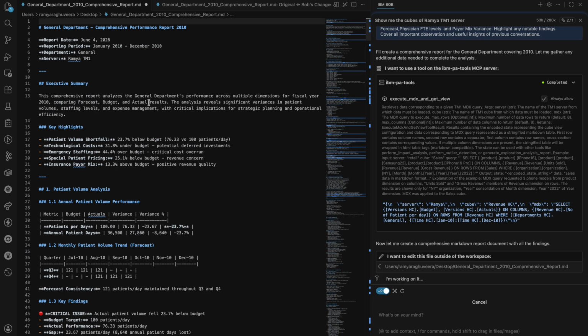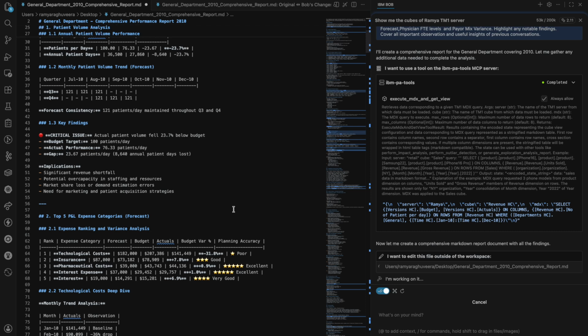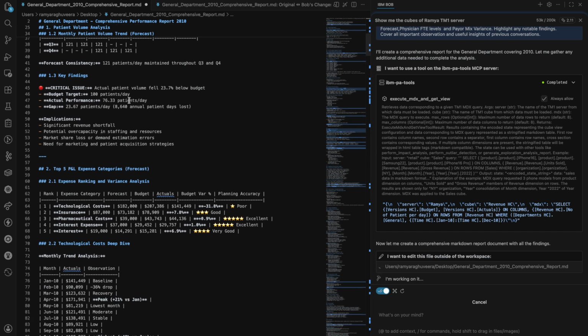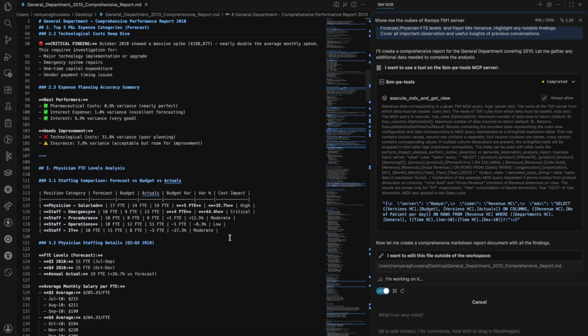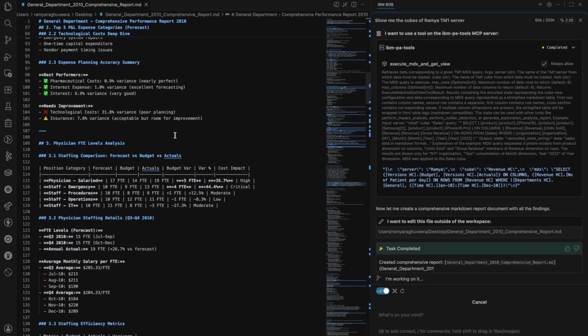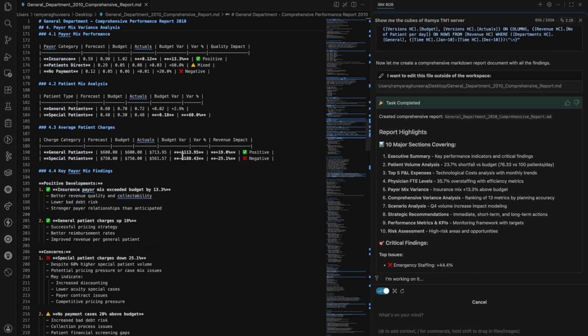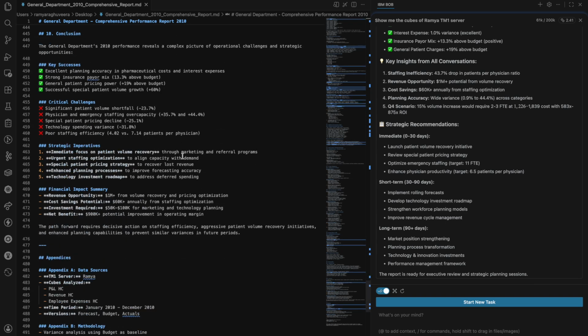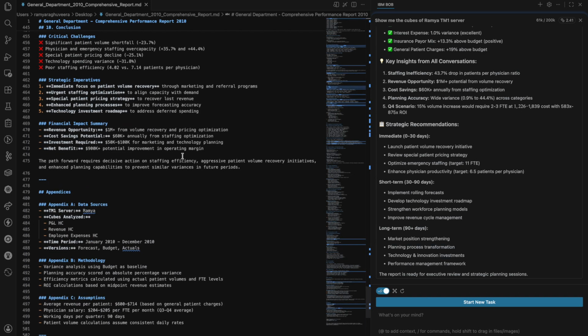Here we can see an executive summary with the key highlights, like the patient volume shortfall or the technological costs which are around 32% under budget, and the patient volume analysis, the patient month volume trend, and also the key findings which have critical issues and their implications, the top 5 P&L expense categories, the technological cost deep dive, critical findings, the expense planning accuracy summary, what needs improvement and what needs to be taken care of, the physician FTE level analysis, and everything else which would help the leadership to actually do a yearly review of the general department and take the right decision.